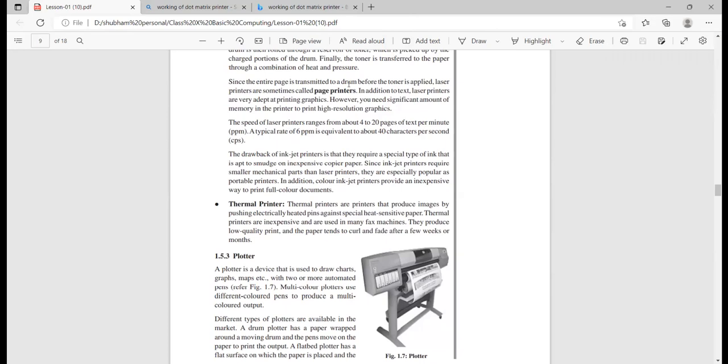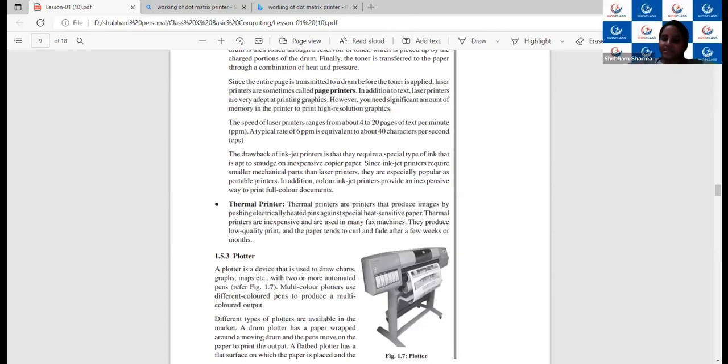Line printers. Exactly. That is line printer. What is the other name for a laser printer?